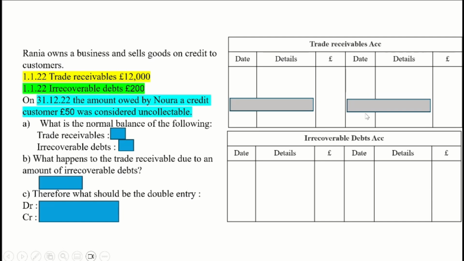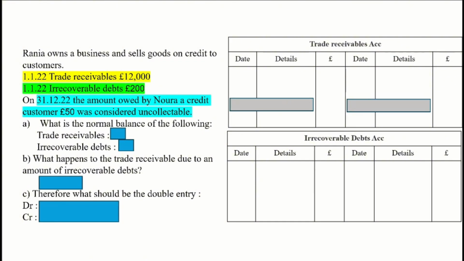Let's look at a sample example for entries for irrecoverable debt. Rania owns a business and sells goods on credit to customers. At the start of the year 2022, trade receivables were £12,000. At the same date, irrecoverable debts were £200. On 31st of December, the amount owed by Nora, a credit customer, £50, was considered uncollectible.